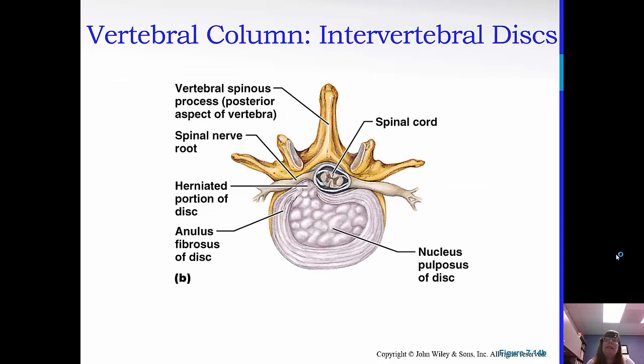So this is showing you an intervertebral disc. You can see the annulus fibrosus there is torn, and the nucleus pulposus is protruding out onto the spinal cord and nerves.